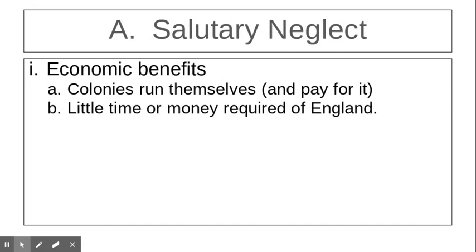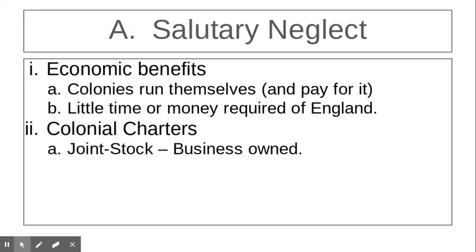So an important phrase underneath salutary neglect was self-government. Govern yourselves, take care of your own issues. That way we don't have to worry about what's going on over there. So the colonies were expected to run themselves, and little time or money actually came out of England itself. They weren't going to put that much effort into running the colonies. And in fact, each of the colonies that was started had what was called a colonial charter. They were given their own organizational document, a colonial charter, in order to begin.